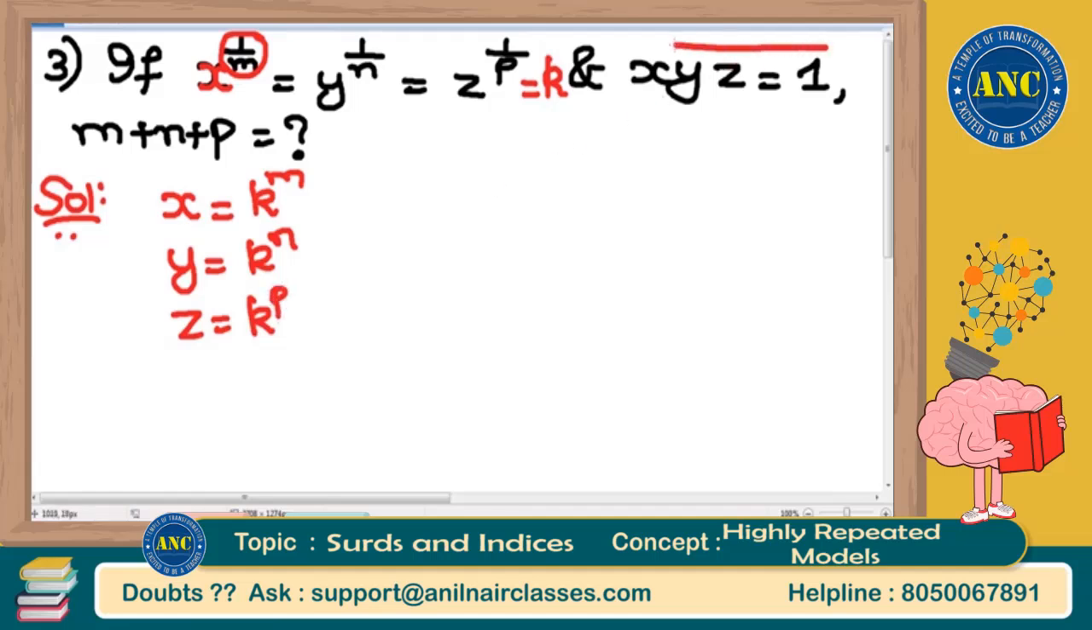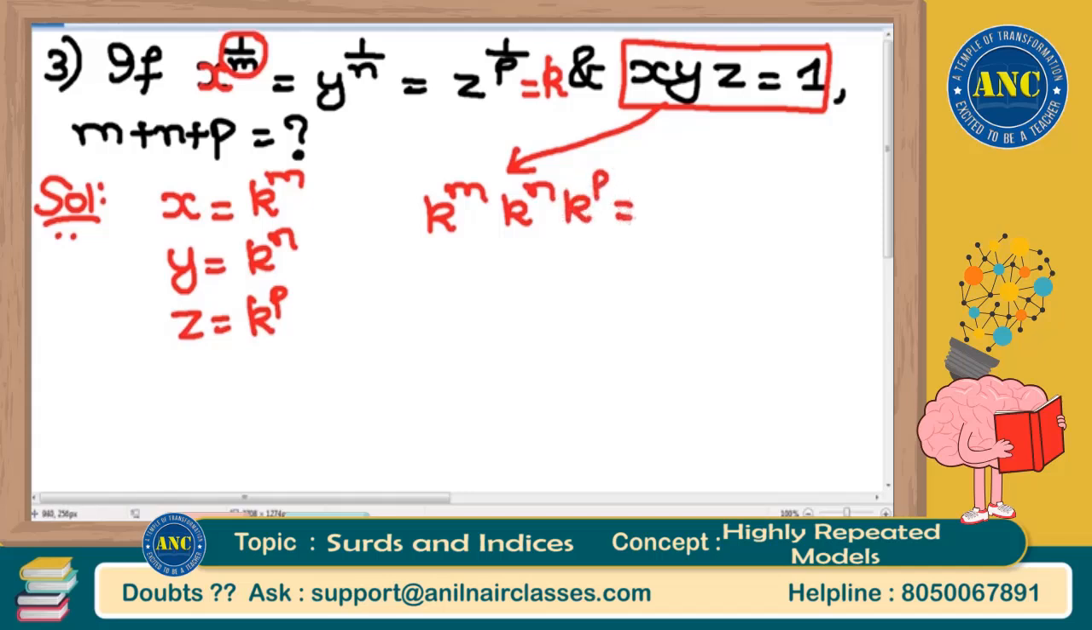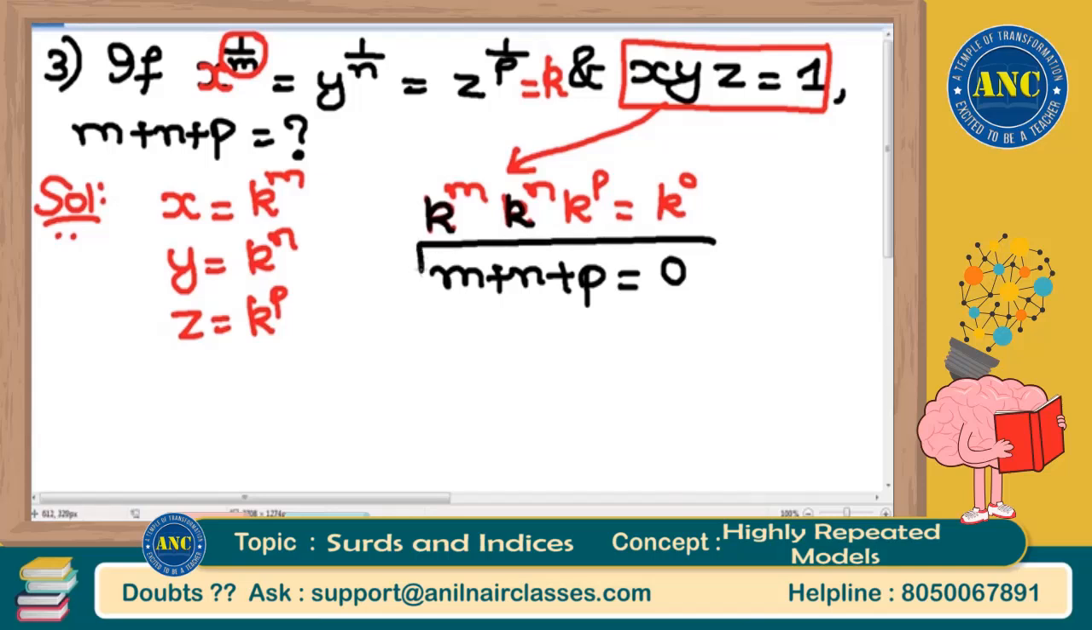But the very, very important condition given in this question is xyz is equal to 1. X is k power m, y is k power n, z is k power p, and the product is equal to 1. 1 can be written as k power 0. Make the base the same on the left hand side and right hand side. A power m into a power n into a power p is a power m plus n plus p. So the power will become m plus n plus p. Here the power will become 0. And that value is only what is asked in your question. Answer for this question is 0. The condition given in the question will matter a lot.